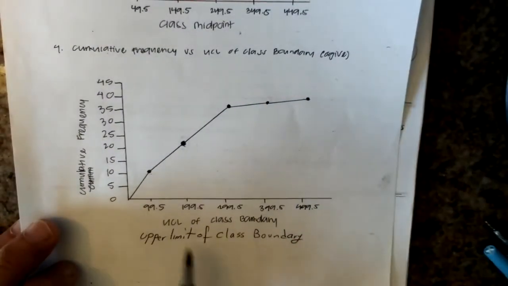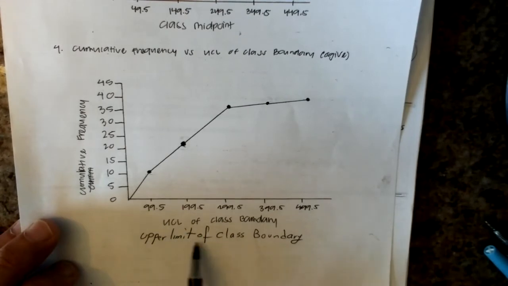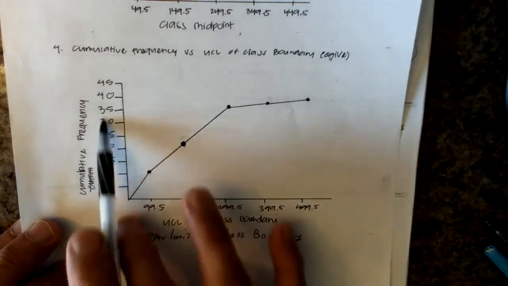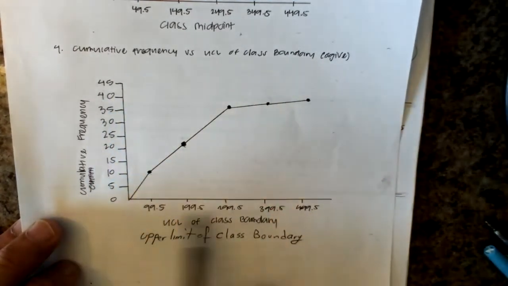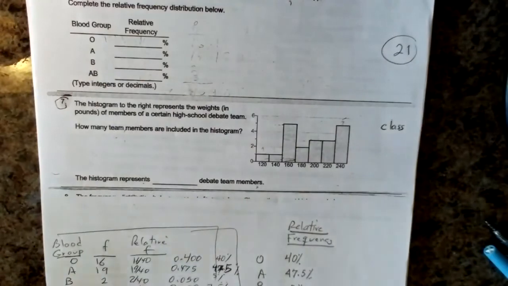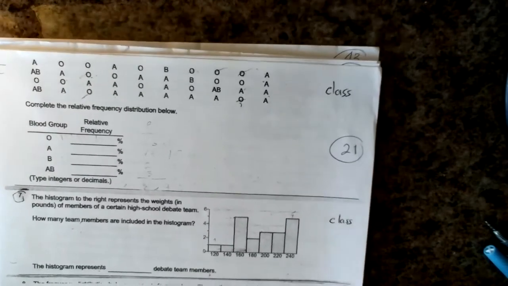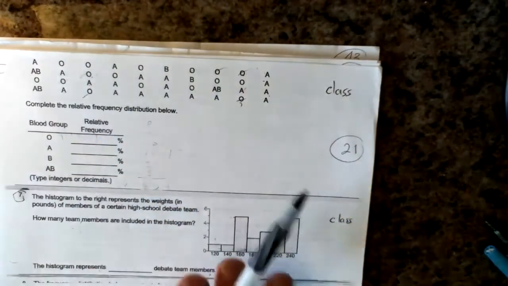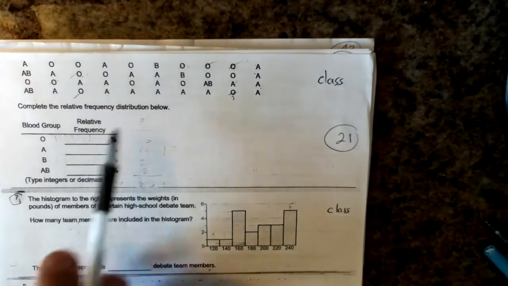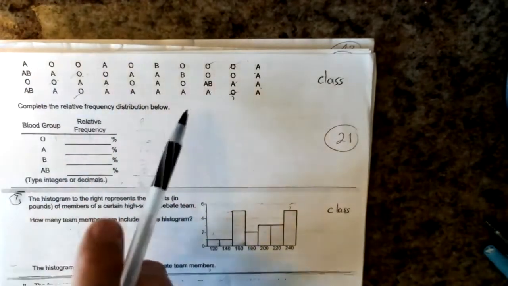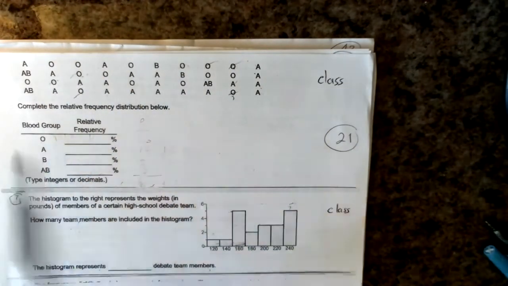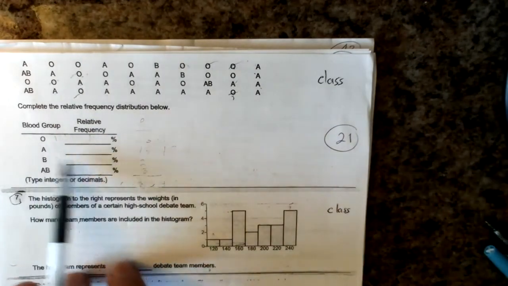Like here on this one is upper class limit, upper limit of class boundary versus cumulative frequency. So you could come up with a different graph for each. Now, these examples, I think is one of the problems, the homework. We give you all this and we ask you to tell us what percent of all these letters are letter O? What percentage are letter B?